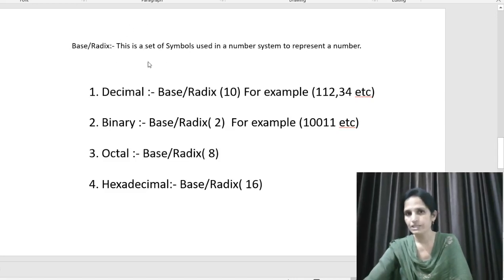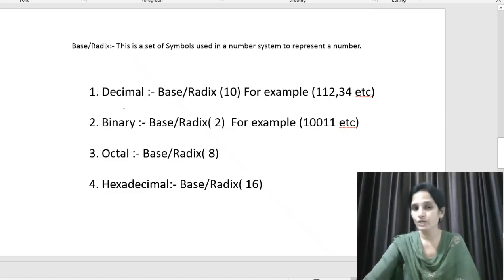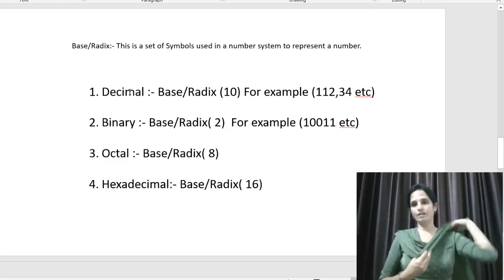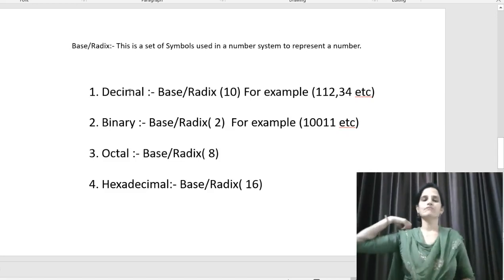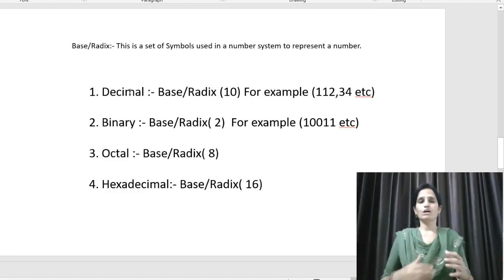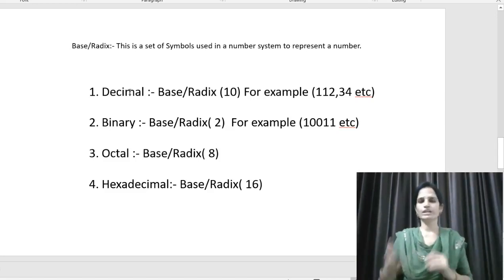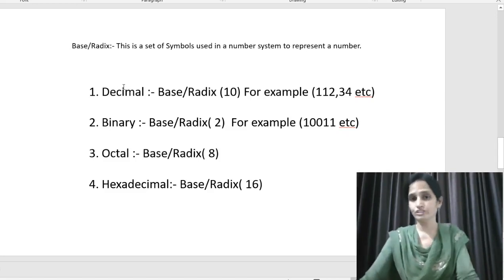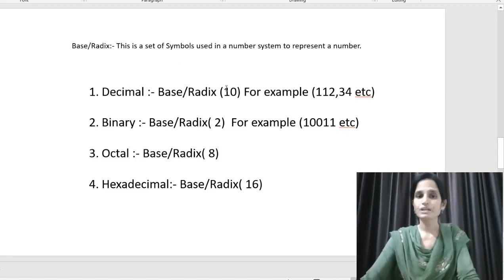What is the base? Base is a set of symbols used in a number system to represent a number. So in the decimal number system, your base and radix is 10. For example, you have written 67, 34, 112, 100, 200, 300, 400. Any number is in your decimal number system, and the base and radix of this decimal number system is 10.